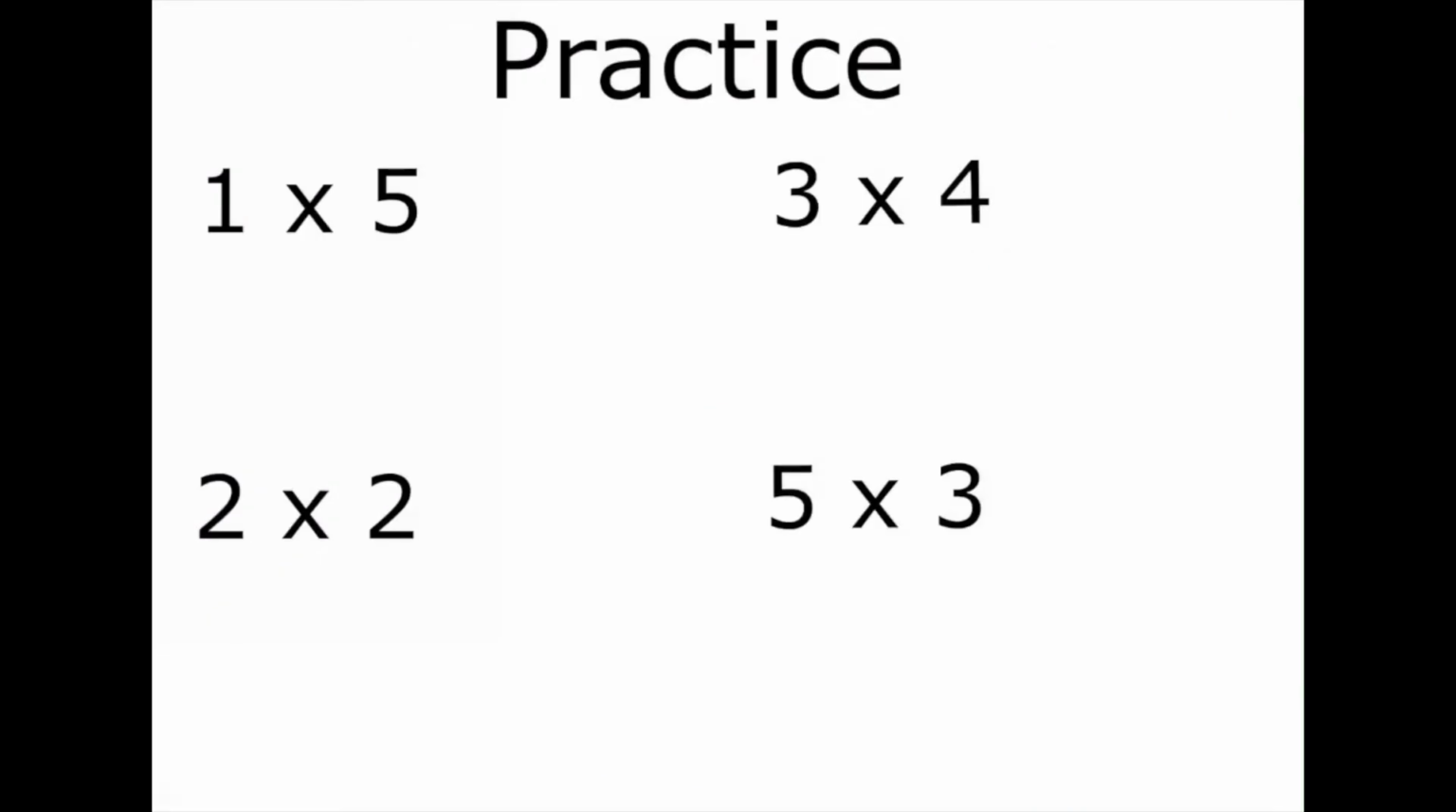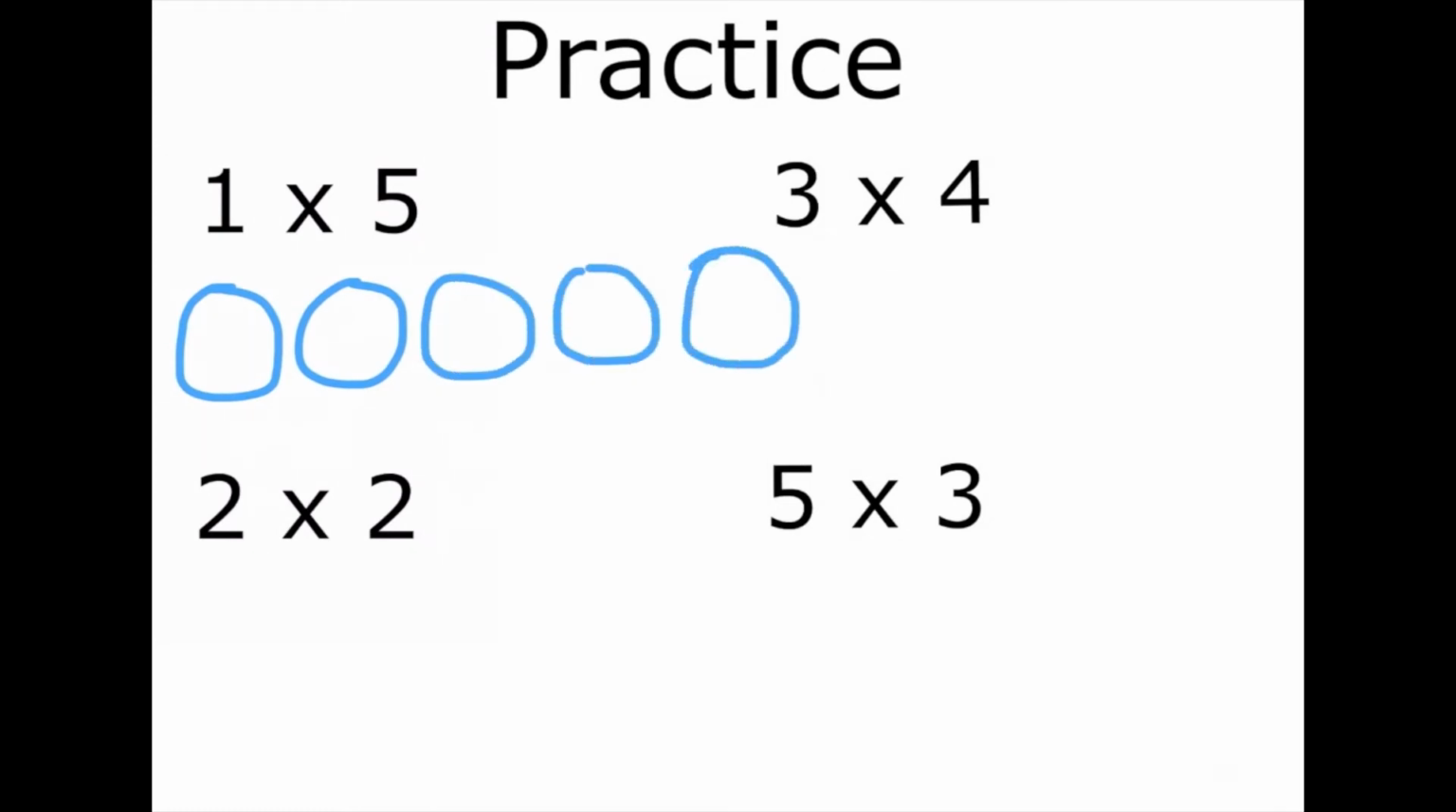Let's practice some more with multiplication. The first equation that we'll be solving is 1 times 5. Let's draw out our model for this equation. In this equation, we have 5 groups of 1. So let's start by drawing out our 5 groups. Our 5 groups are represented as 5 circles, and our 1 that's being repeated is drawn out as an X in each of the 5 groups.